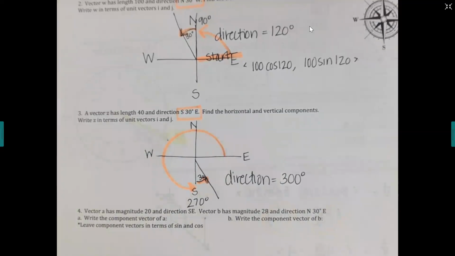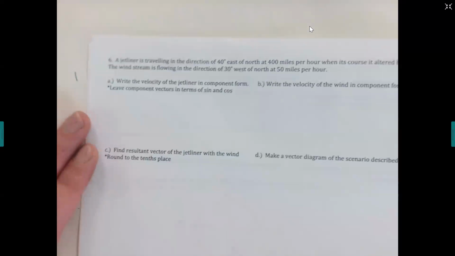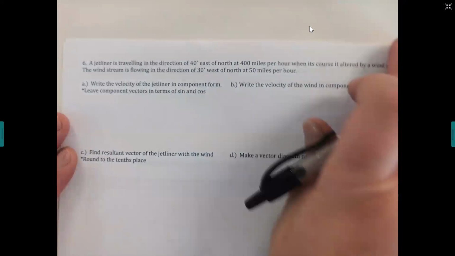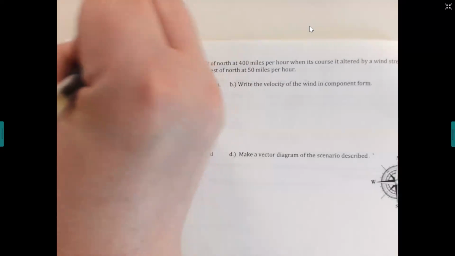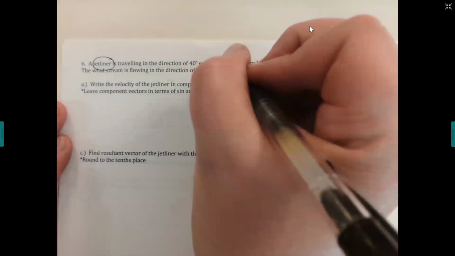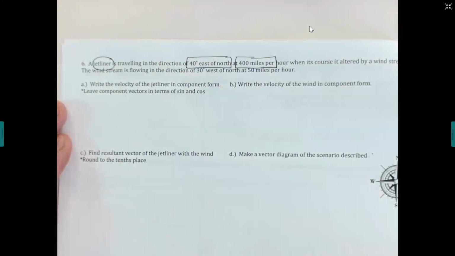So what I want you to do now is turn to question 6. Most of your homework is sets of word problems where it's broken down like part A, part B, part C. We're going to work through number 6 and then one more, and we're going to take really good notes so that when you do your homework, you know exactly what you're doing on each step. The whole point of vectors is that you can use them to model real world situations. So let's say that you have a jet that's going 40 degrees east of north at 400 miles per hour. We're going to write a vector for the jet.